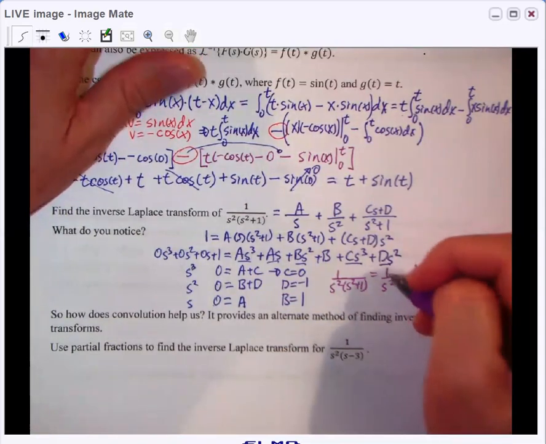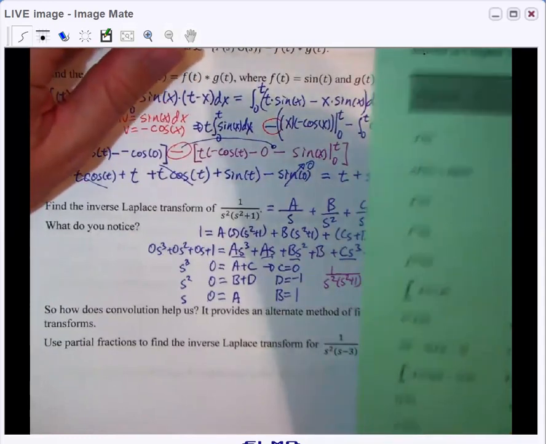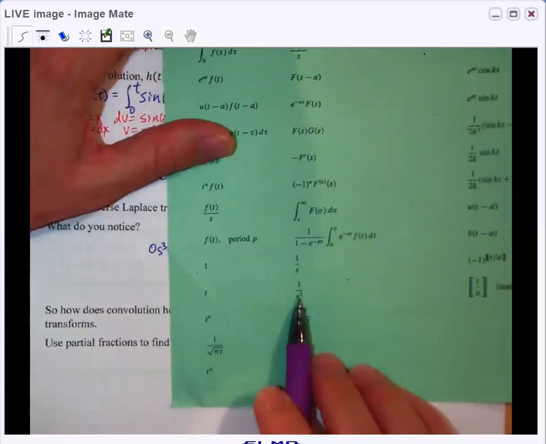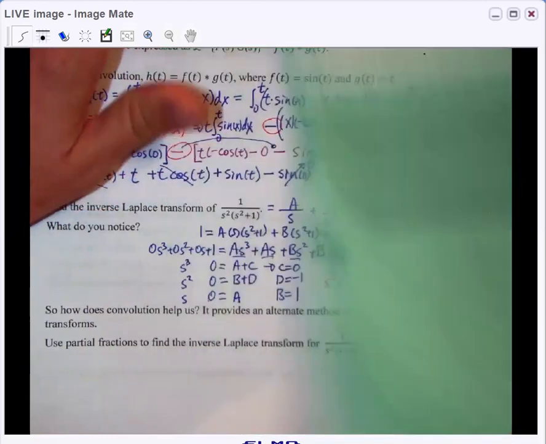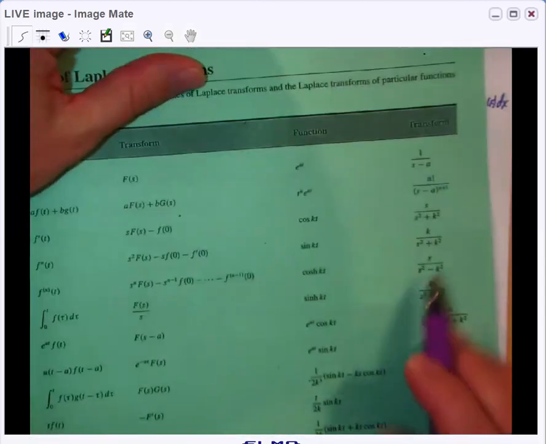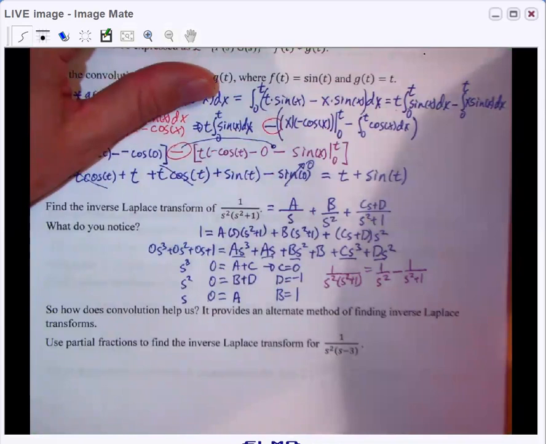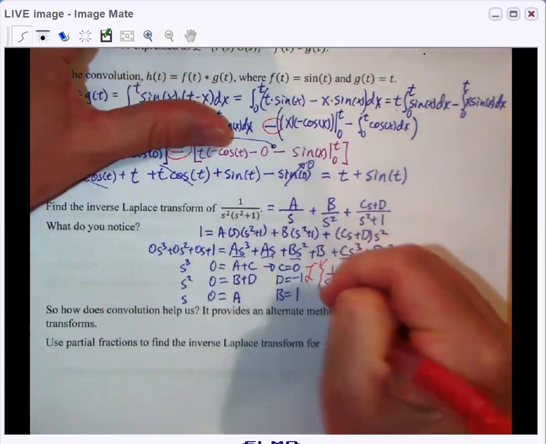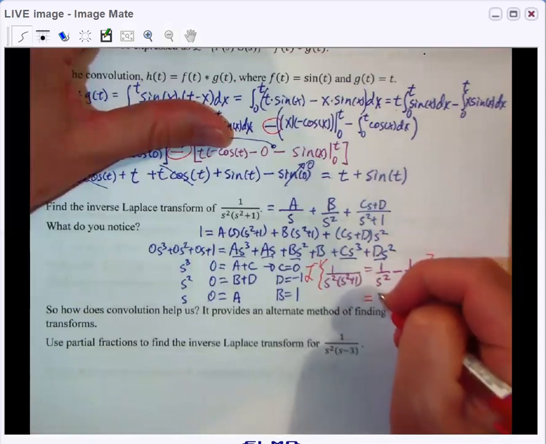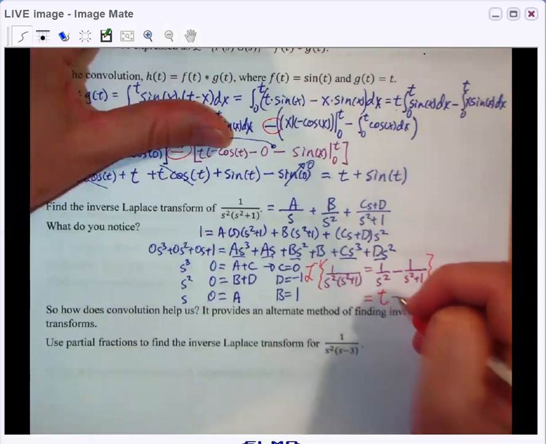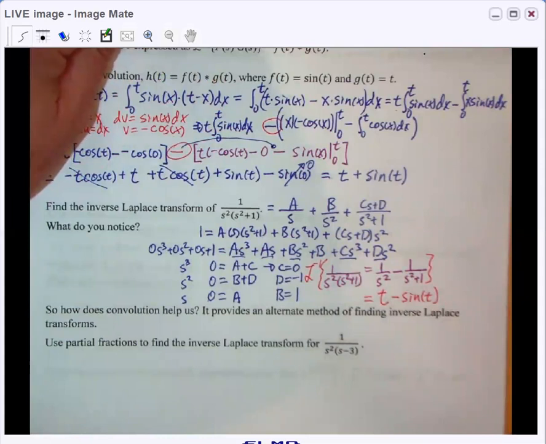And those are guys that we recognize from our Laplace transform. 1 over s squared we recognize as the inverse Laplace transform. If we do that, we get t. And of course, s squared plus 1 we recognize as the sine. So if we do the inverse Laplace transform of all of this, we will get t minus sine of t. All right.